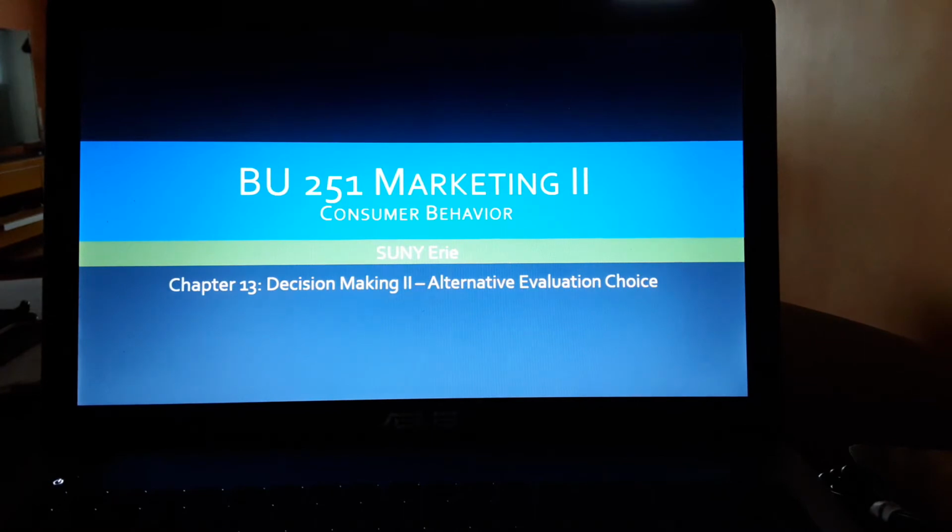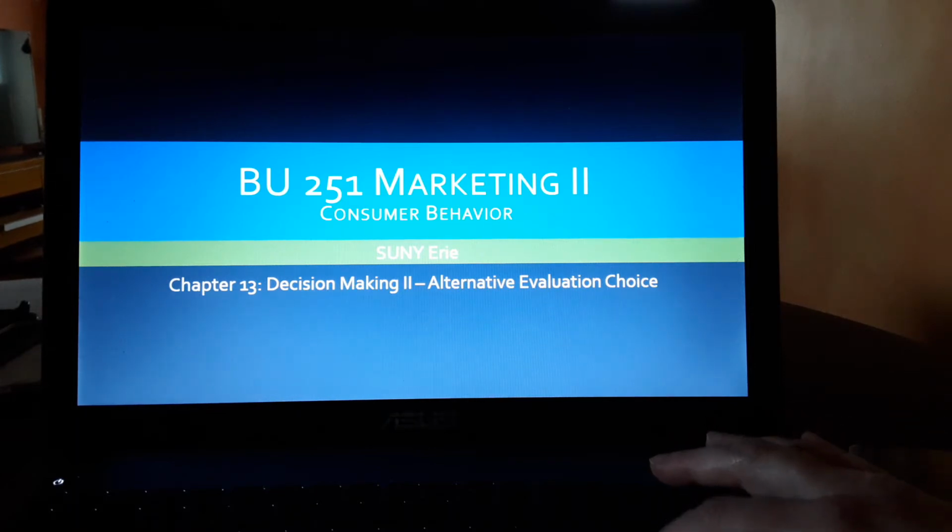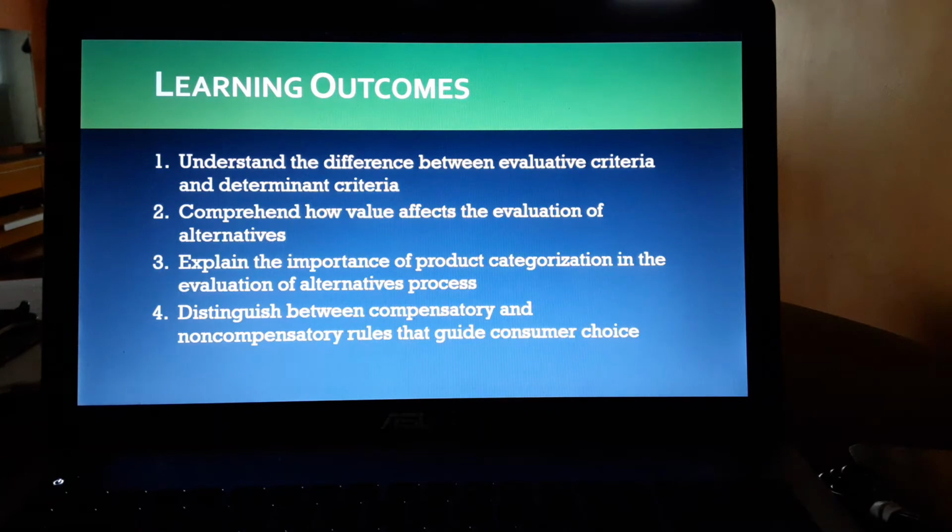So, chapter 13, we're going to talk more about decision making, and basically looking at the issues about how people, as we've talked about before, are spoiled by choice. So let's take a look at some of the things we're going to learn about.